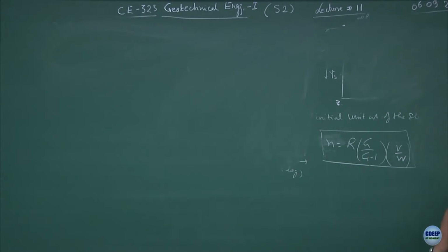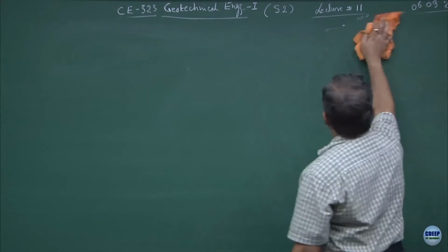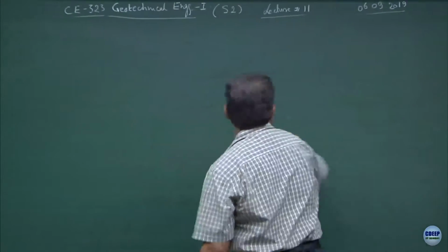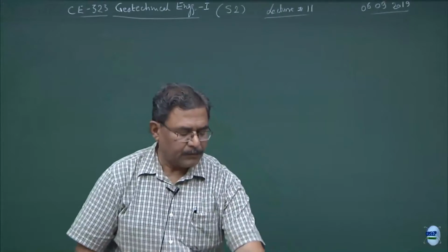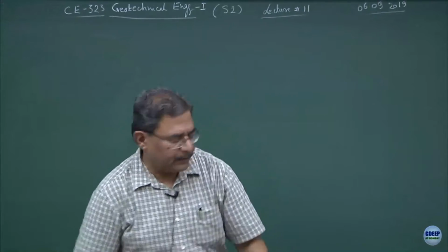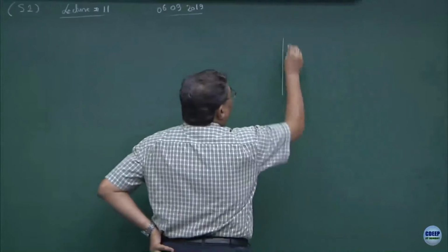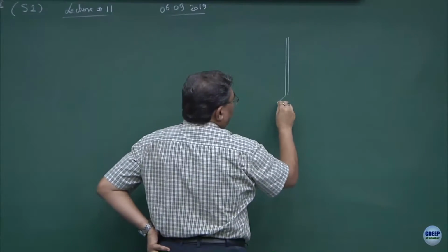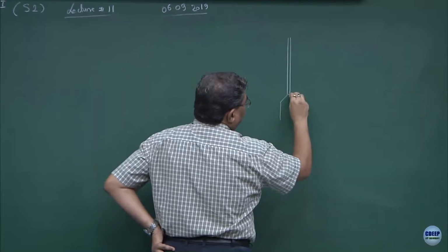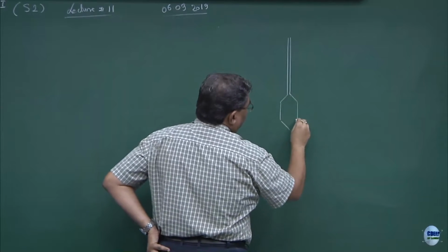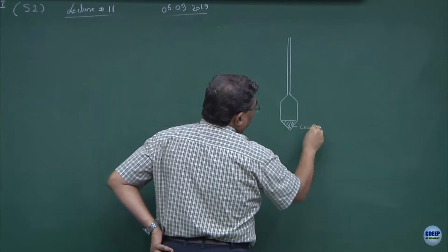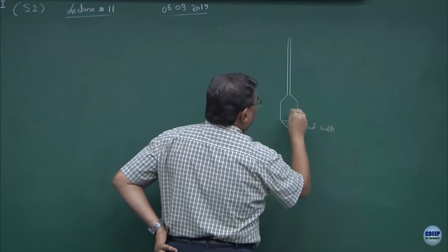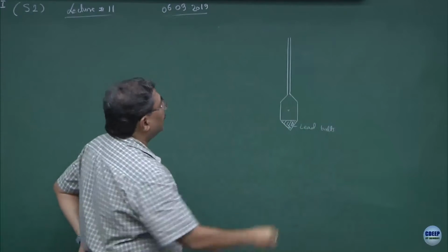Hydrometer reading: these are the graduations on the hydrometer stem. If you go to the lab next time and perform these experiments, you will observe that the hydrometer is like this. This is the stem of the hydrometer and this is the body of the hydrometer. The bottom portion is filled up with lead balls. This is the CG of the thing.